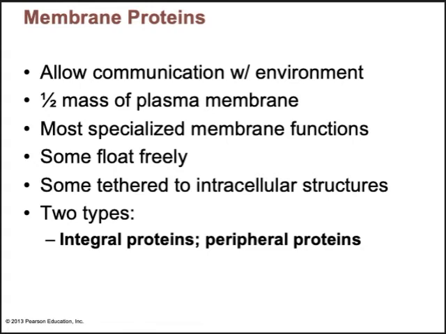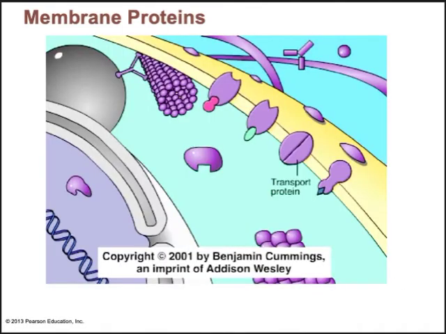The membrane proteins, as we stated, allow communication with the environment. They're about half the mass of the plasma membrane. Their specialized membrane functions help the cell adapt to its changing internal and external environment. Some of them float freely, and some of them are anchored to the cytoskeleton, and some of them are in areas of the phospholipid membrane that don't move much because there is a lot of cholesterol inserted in that region. Okay? And of the two types that we noted, the integral proteins go all the way through the plasma membrane, and the peripherals are on either edge. Okay? So let's take a look at membrane proteins.